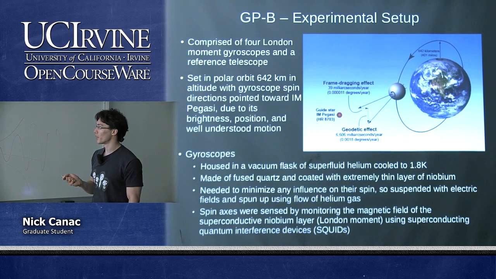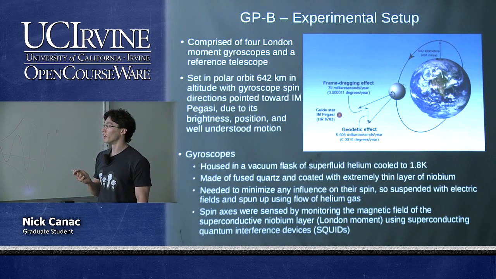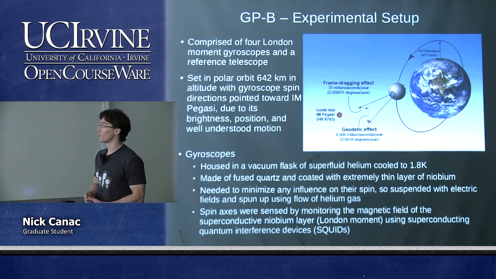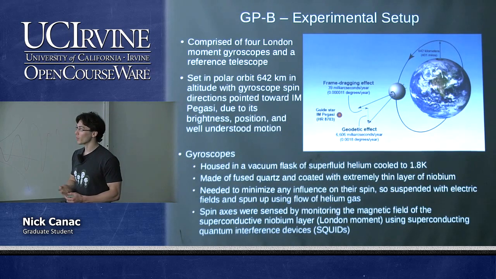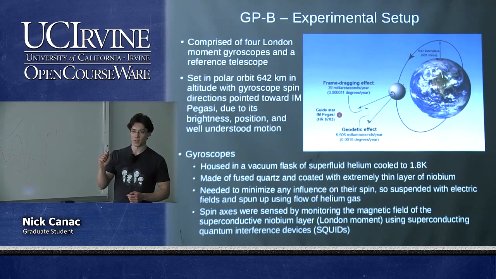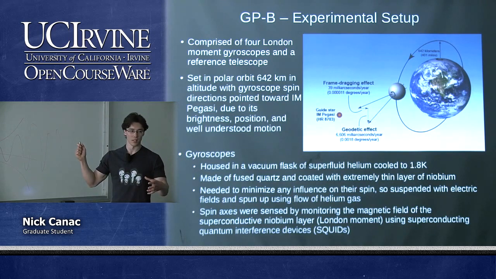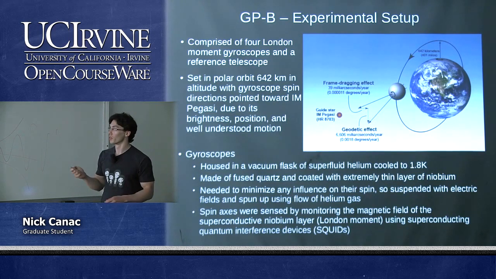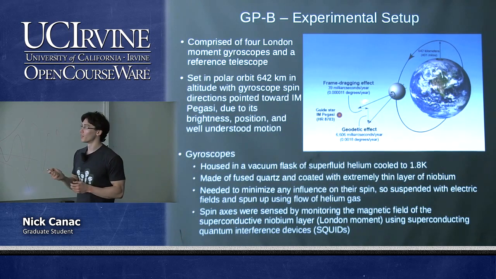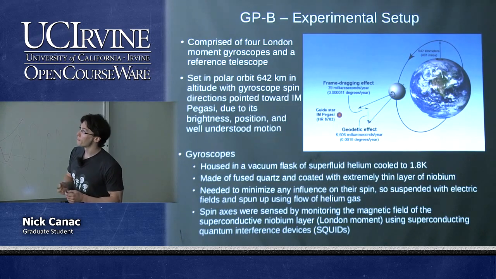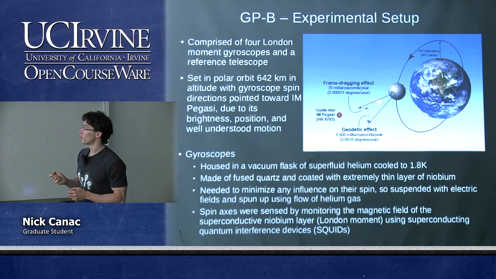So these numbers here, the 6.6 arc seconds per year and the 39 milliarc seconds per year, are the predictions from general relativity. And the other thing is that the spin will precess relative to the fixed coordinate system, or the fixed stars. And so you align your spacecraft with some star, and you use a guiding telescope to do that.